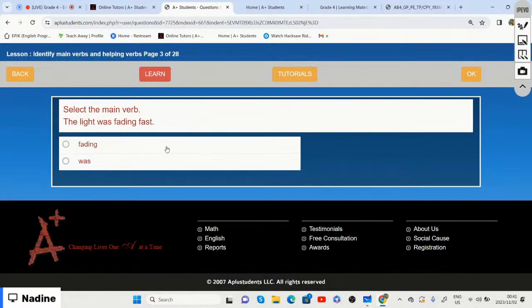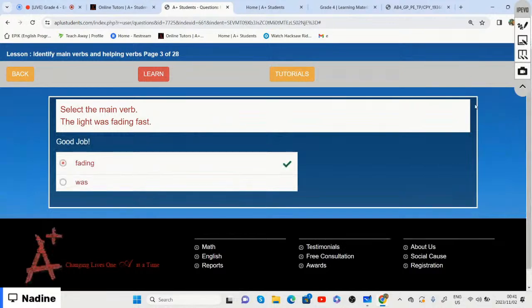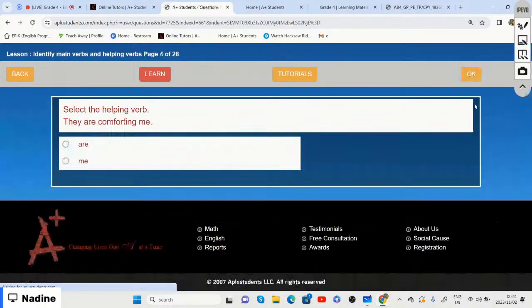The light was fading fast. Is it fading or was? So if we select the main verb within the sentence, then we will select fading. So it's something that the light is doing. It's fading fast. So well done, all of you.